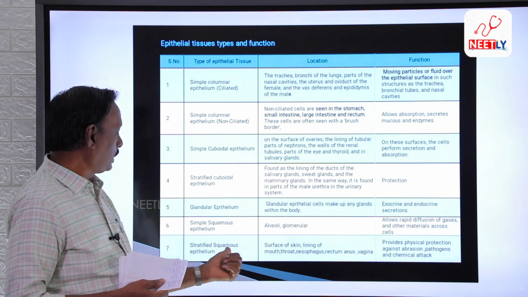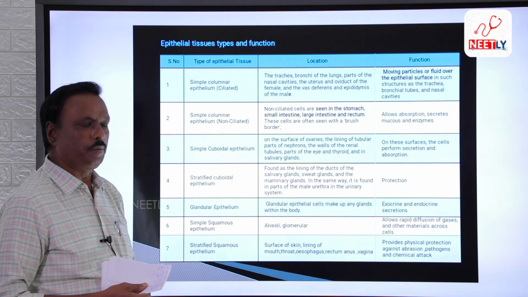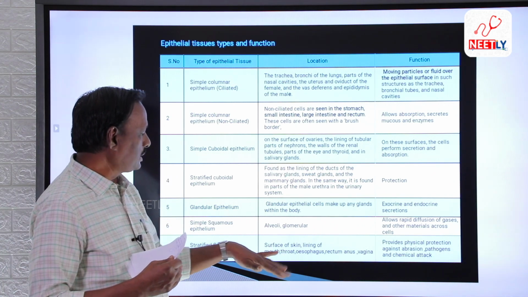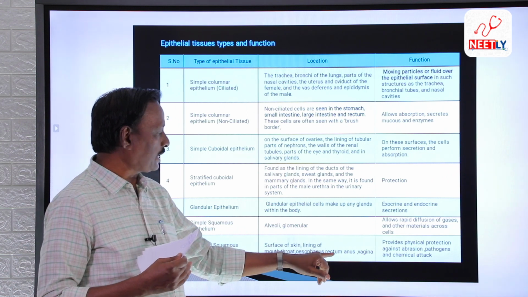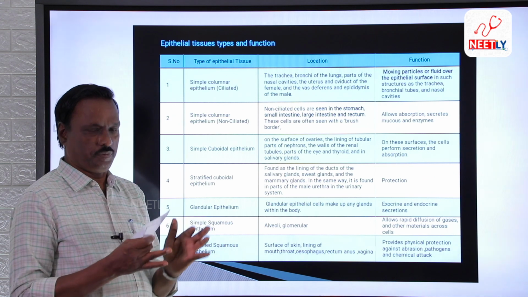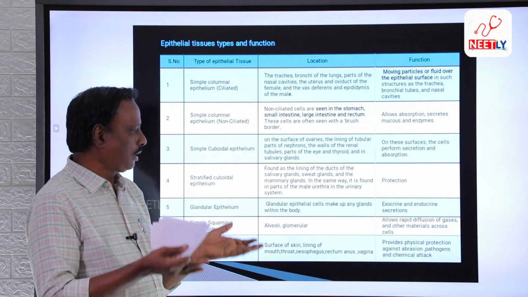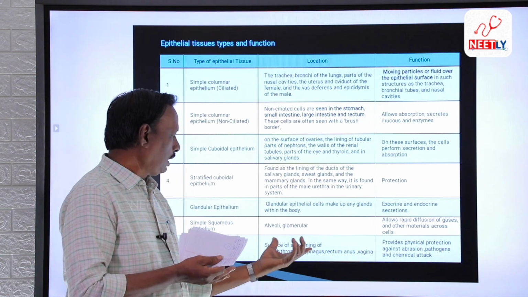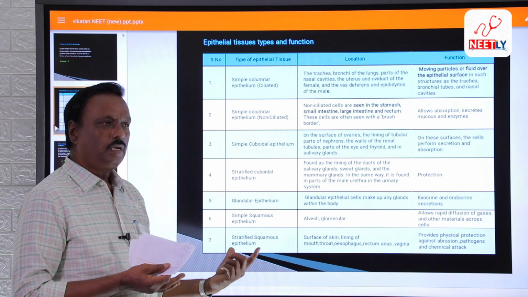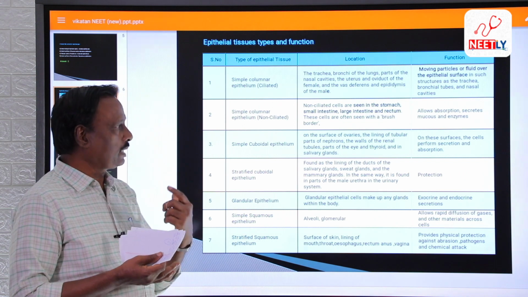Another epithelium is the stratified squamous epithelium, which has more than one layer. It is present in the mouth, throat, esophagus, rectum, anus and vagina regions. The main function is protection. It protects that particular part. The best example for this stratified epithelium is that it is present in our buccal cavity.